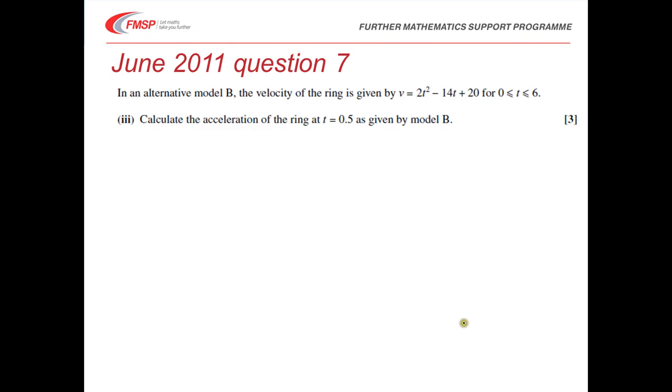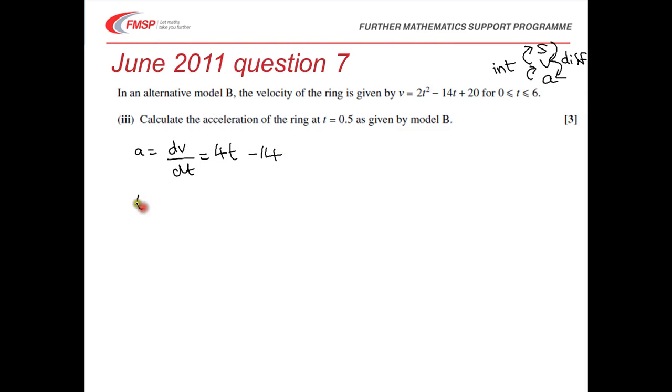Now we move on to this alternative model B. We're given a velocity and we're asked to calculate an acceleration. Now you may remember something like this, where if we're going from displacement to velocity to acceleration, we differentiate, and if you're going the opposite way, you would integrate. So here we've got velocity and we want acceleration, so we're going to differentiate. So the acceleration is the derivative of the velocity, and that works out to be 4t minus 14.